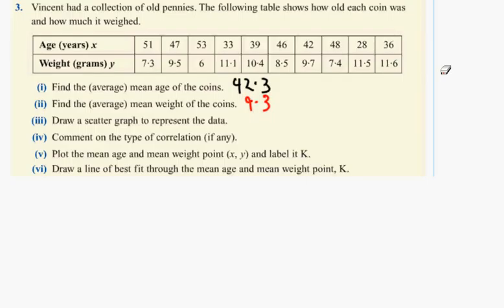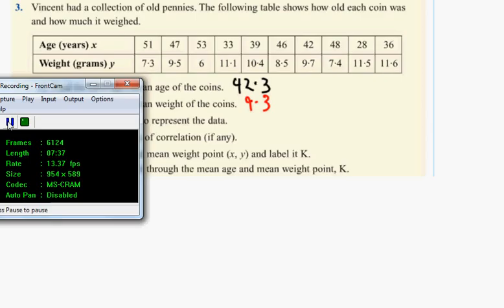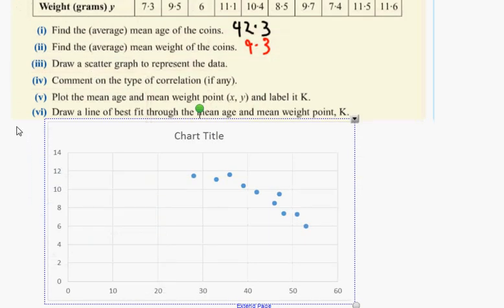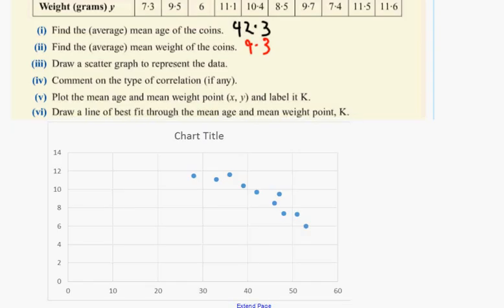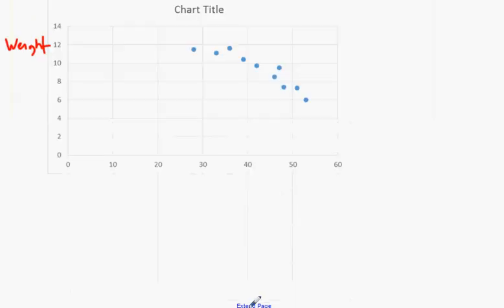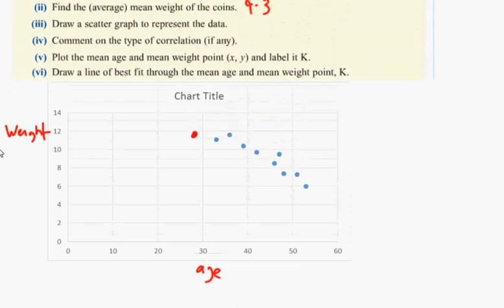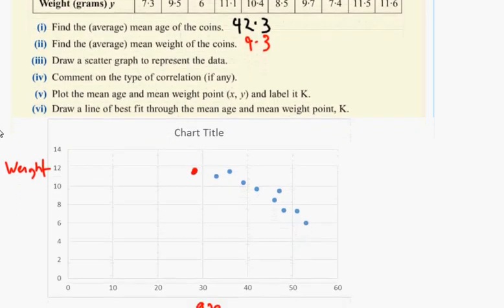Okay. Draw a scatter graph to represent this data. So I think I already have that done here. What you do next is you draw your scatter diagram as shown. What we have is the weight on the y-axis and the age on the x-axis. So, as an example, can anybody tell me what the red point is? It's age 28 and the weight is 11.5. So that's 28, 11.5.